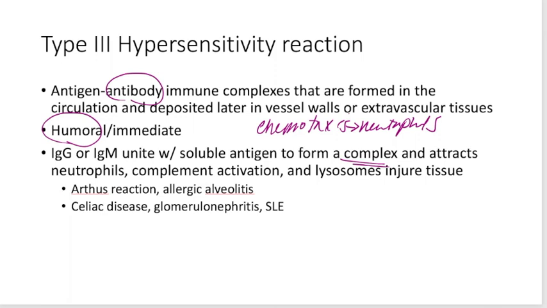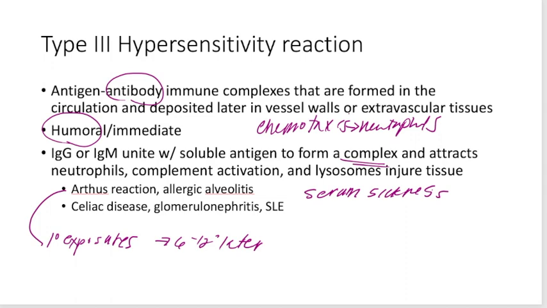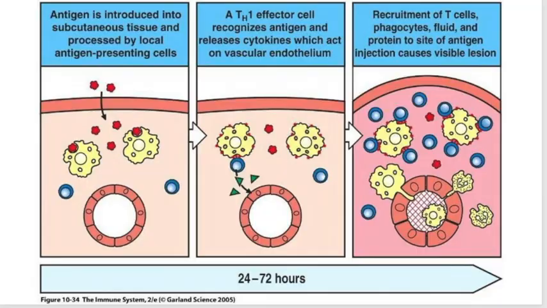One of the main ones here is the Arthus reaction. This is a prototypical example of a localized immune complex-mediated inflammatory response. The immune complexes get deposited into blood vessels, joints, kidneys. You get fever, enlarged lymph nodes, rash, and pain at the sites of the inflammation. So here is an example of that.